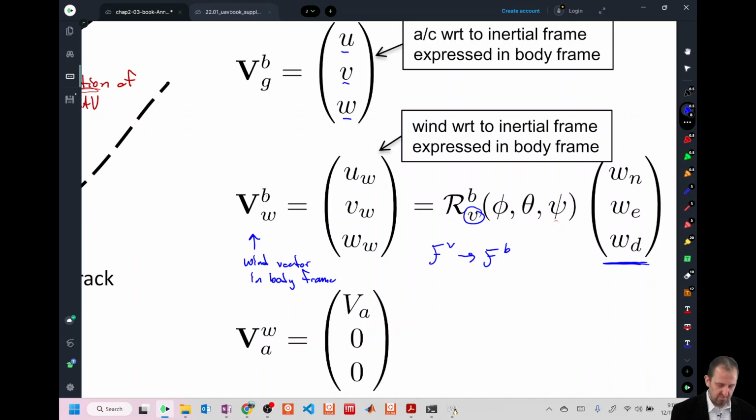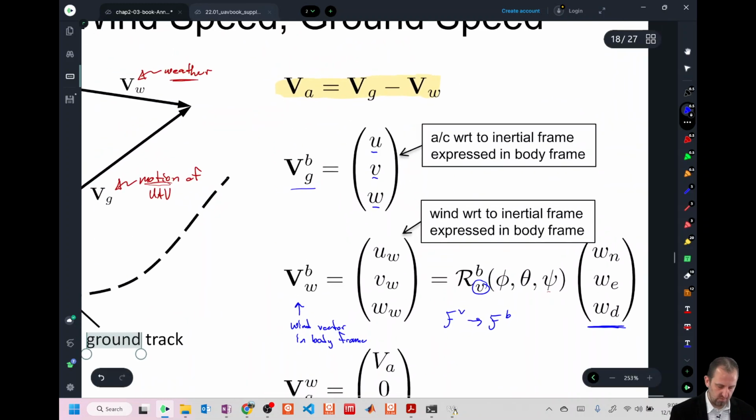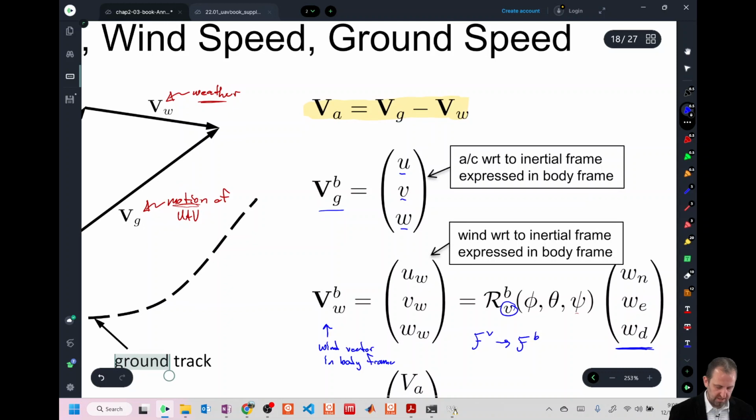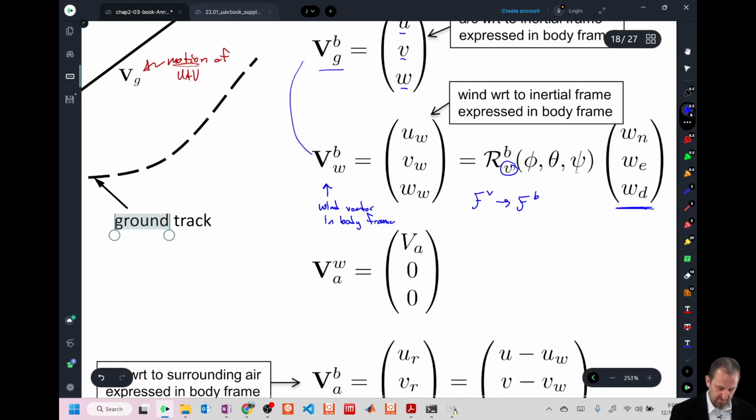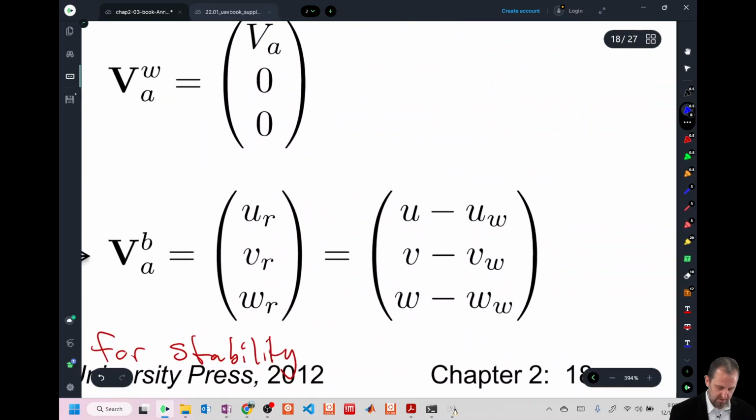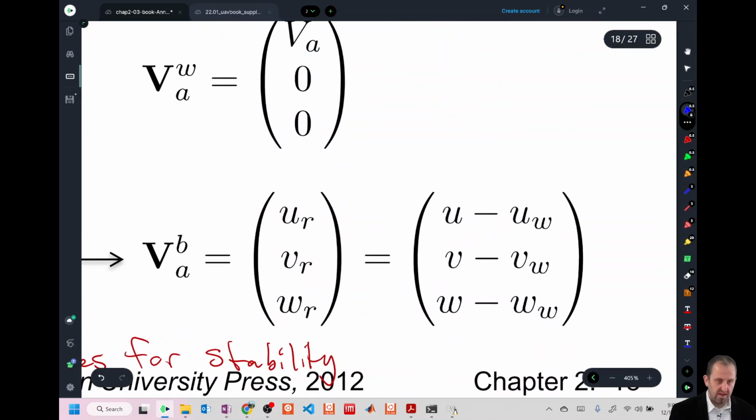So we can then relate this. We have our velocities of the aircraft, u, v, and w. That's our velocity in the body frame. And we have our wind vector defined in the body frame. So then we can very quickly take the difference between these two and get our relative wind vector in the body frame. And that's what we see down here.